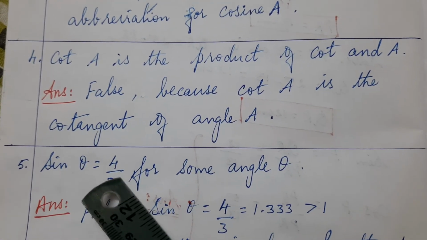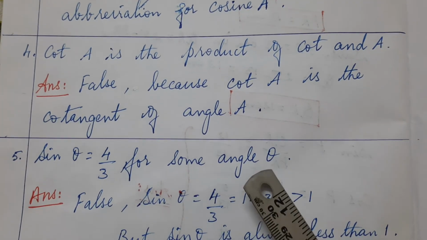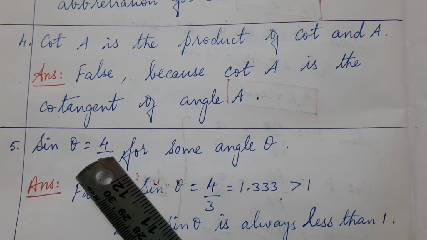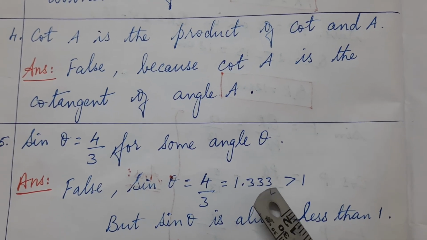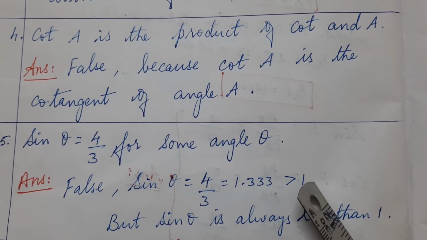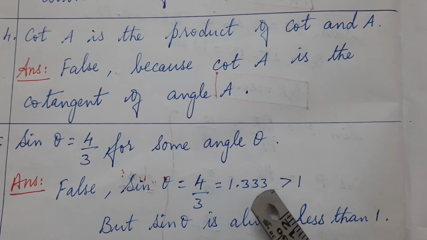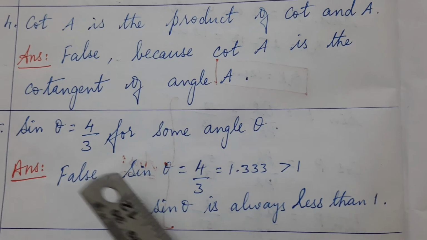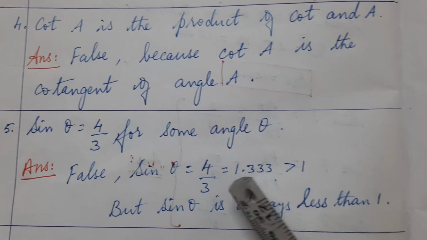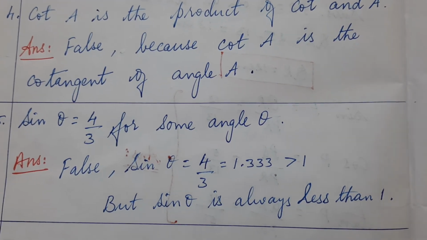Next is sin theta is equal to 4 by 3 for some angle theta. This statement is false because 4 by 3 is nothing but 1.333, which is greater than 1. Sin theta can never be greater than 1. It is always less than or equal to 1. So, the statement is false. When you take the values, you can find out. Thank you.